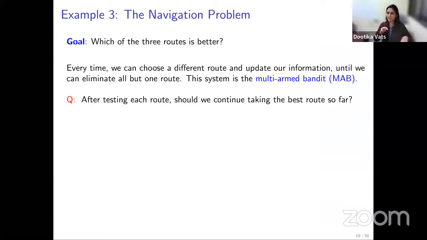Of the three routes you tested, one of them turned out to be the best route because it took the least time. You say, okay, I will just go ahead and take this route because this is the best route. Is this the correct strategy? You have three routes, one of them turned out to be the best, and you say that maybe you should just keep taking this best route. Is that the correct strategy? If not, why? If you want, you can unmute yourself or you can answer via typing.